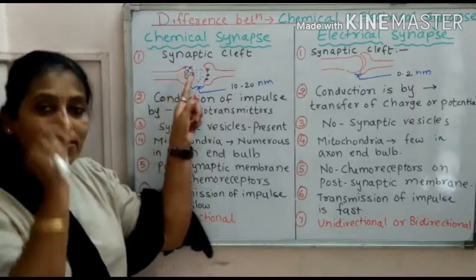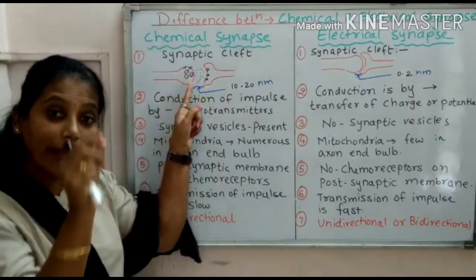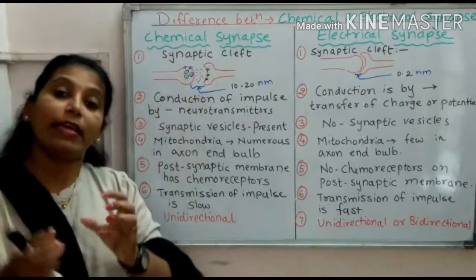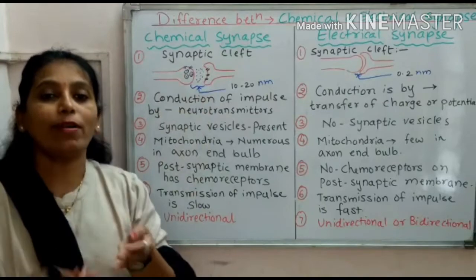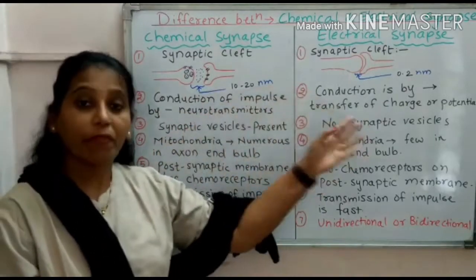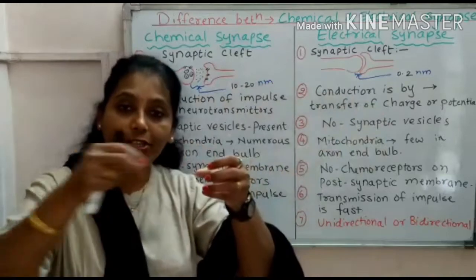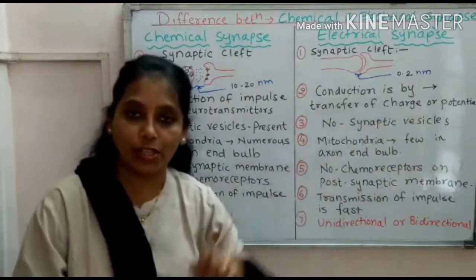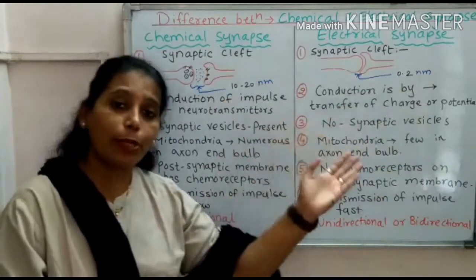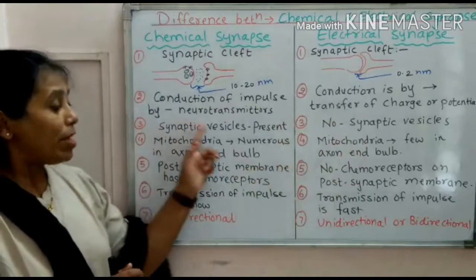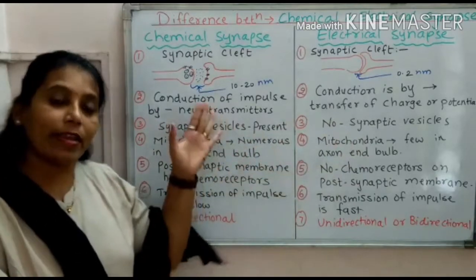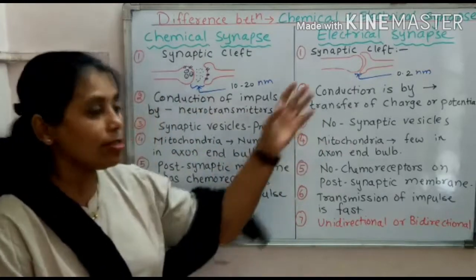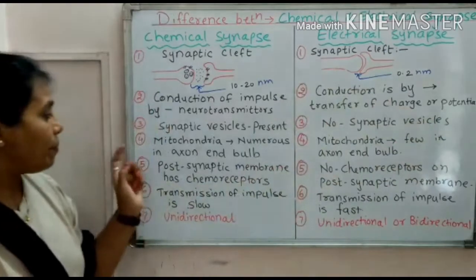Now here these rounded structures are present at the end of axon, and these rounded structures are called synaptic vesicles. Inside this synaptic vesicle, the neurotransmitters are present, which carry the impulse. But here the conduction of impulse is in the form of charge or potential. Current is passed from one neuron to another neuron. Synaptic vesicles are present in chemical synapse, but in electrical synapse there are no synaptic vesicles, because here chemicals are not required.